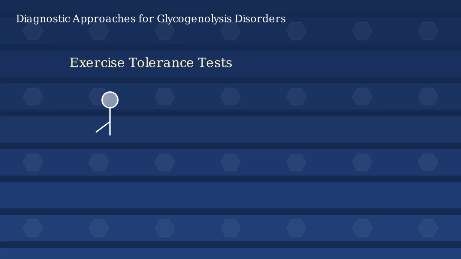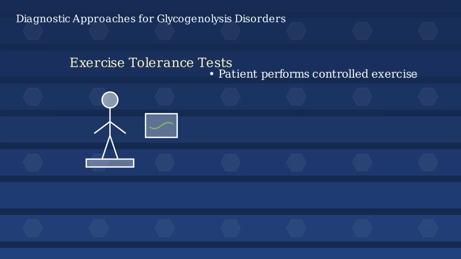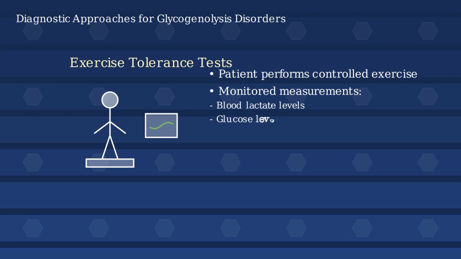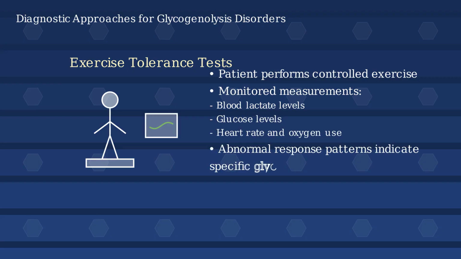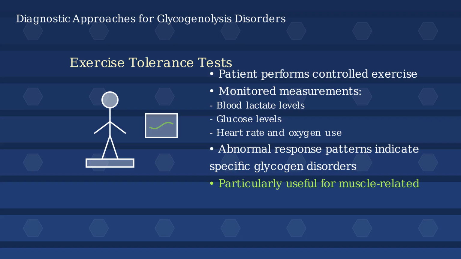Exercise tolerance tests examine how the body responds to physical activity. In glycogenolysis disorders, patients often show abnormal patterns of lactate production, glucose utilization, and fatigue. These tests are particularly valuable for diagnosing muscle-related glycogen storage diseases.